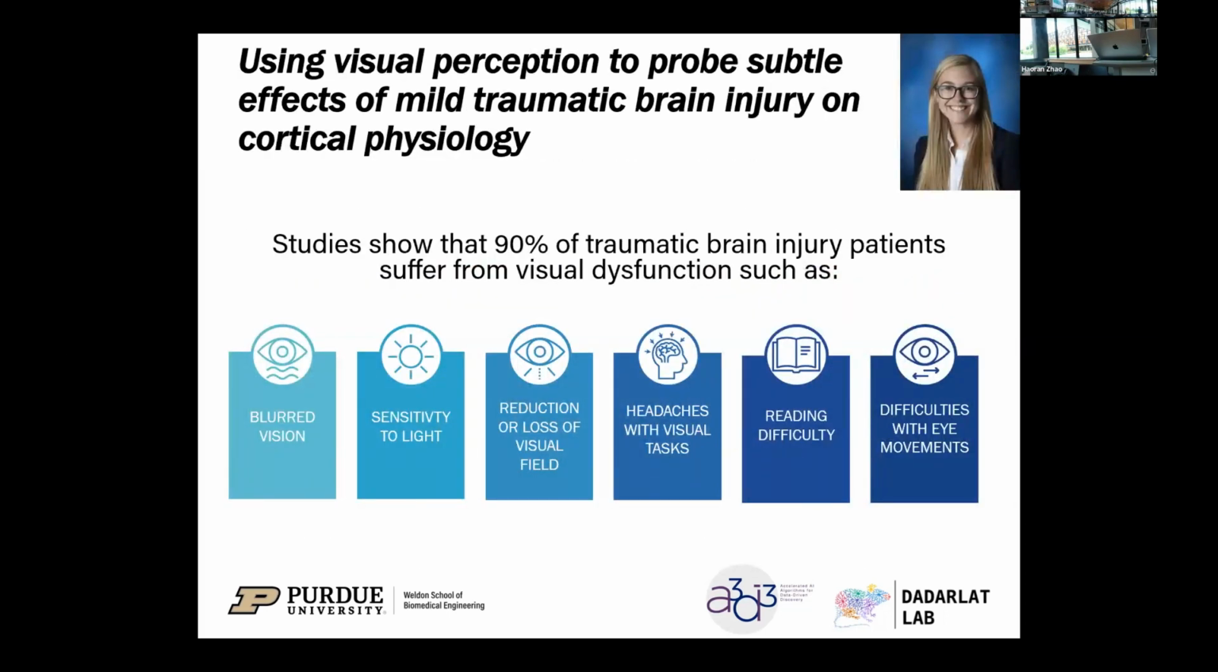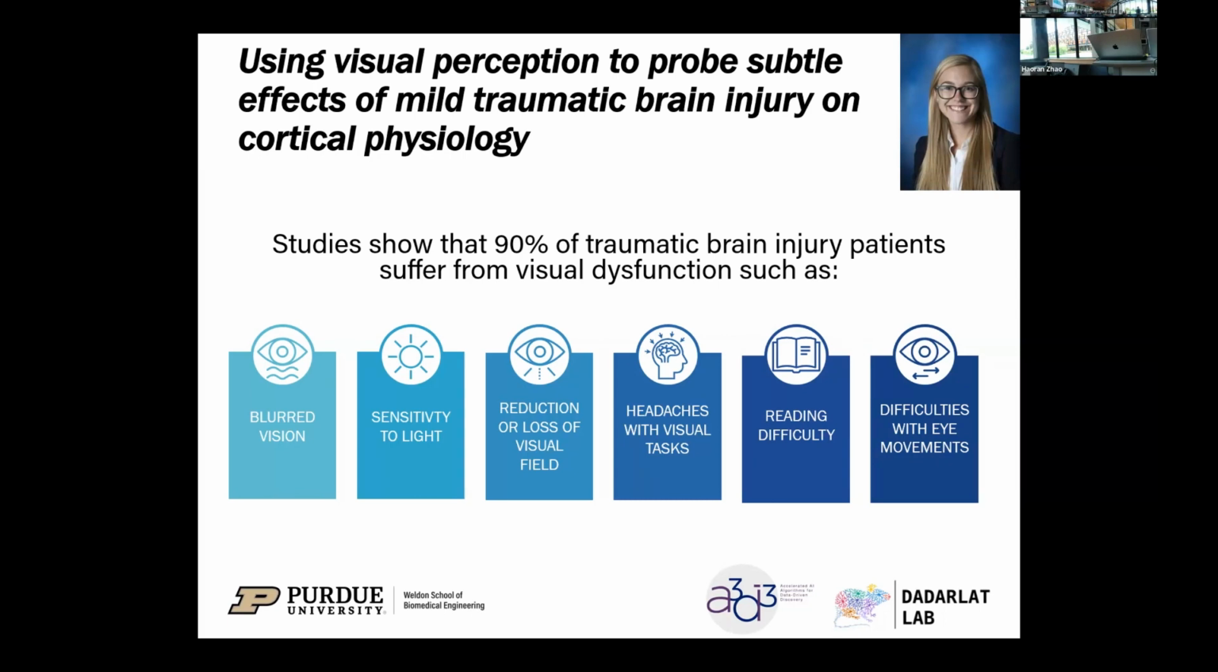So the first one is with Lizzie. She's doing some really cool work. She just finished her first year as a PhD student. So she's looking at traumatic brain injury and its effects on cortical physiology. So with traumatic brain injury, it can range in severity. It can be mild, moderate, or severe. But about 75% of cases are mild. So a lot of them are the mild, and they can sometimes go undetected.